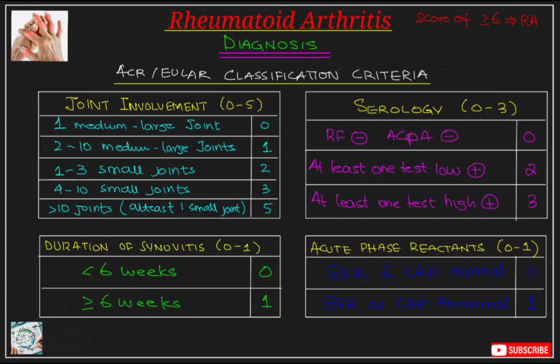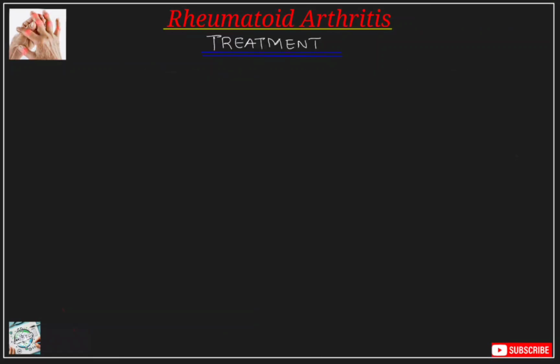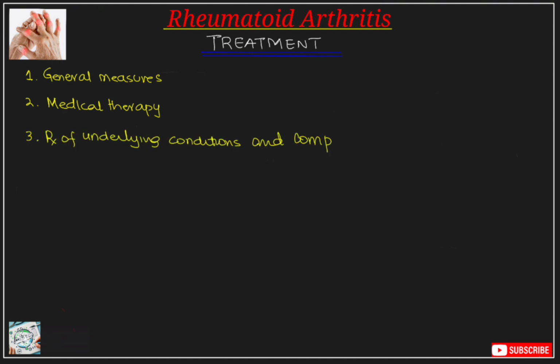So this was all about the diagnosis and the classification criteria for rheumatoid arthritis. Now, in the last and final chapter, we are going to discuss the treatment of rheumatoid arthritis. The treatment of rheumatoid arthritis is a combination of general measures involving various medical professionals as well as medication therapy and the treatment of underlying conditions and complications of rheumatoid arthritis.